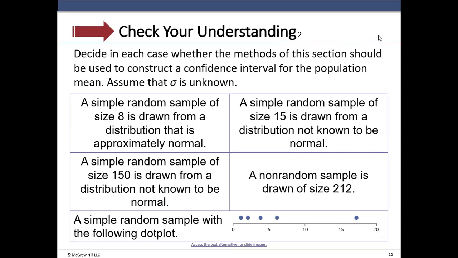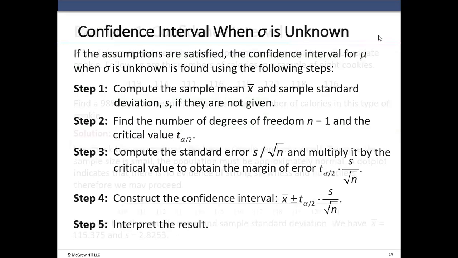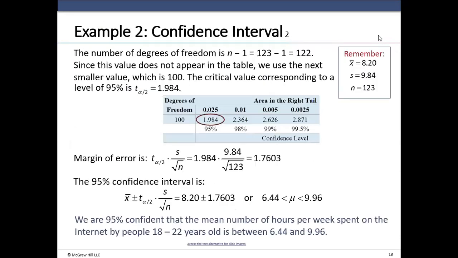Therefore, since we have a large outlier, a number which is very large compared to the rest, we cannot use the methods of this section. The reason is most probably the sample came from a population distribution which is not normal. The tables we are not going to use, so I'll skip over this.